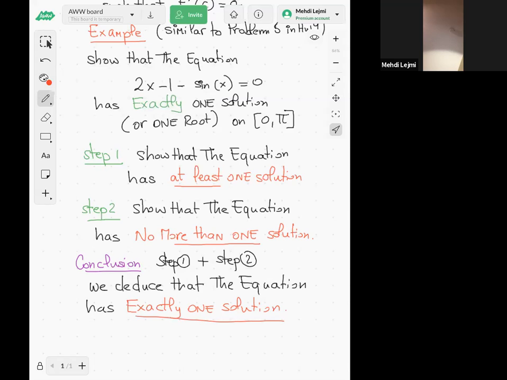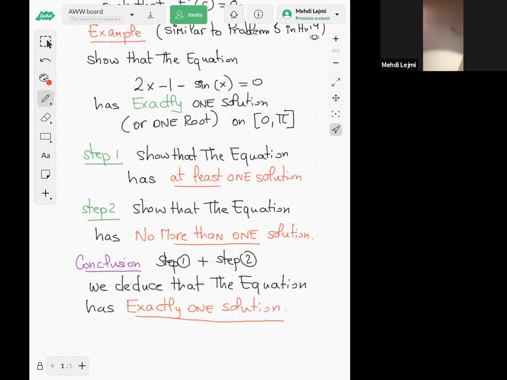Now, is there any question about the steps first, guys? So you see why if you combine the step one and step two, then you can conclude that the equation has exactly one solution. All right, so how do we do the first step? Well, step one, to show that the equation has at least one solution, we're going to use the intermediate value theorem.